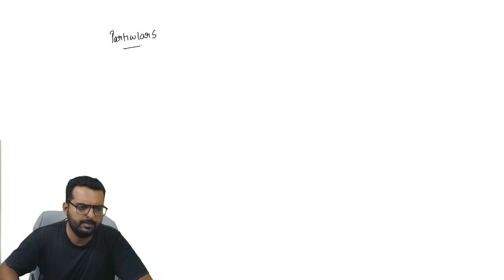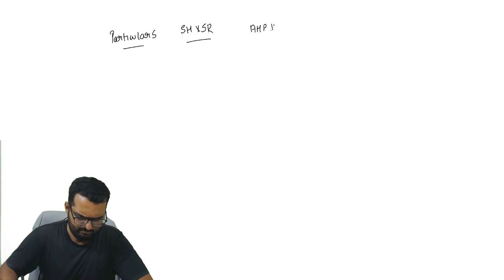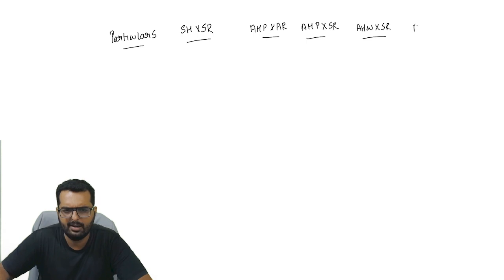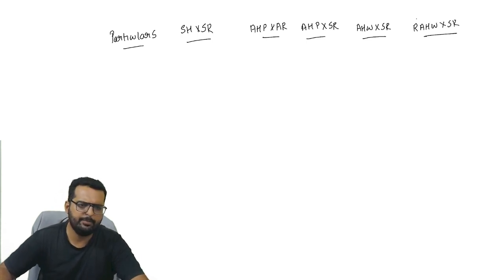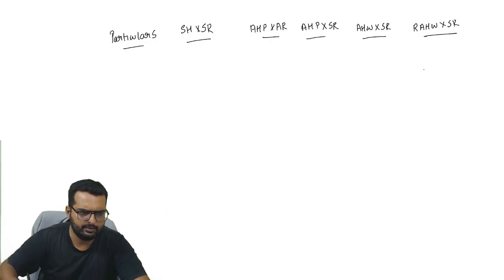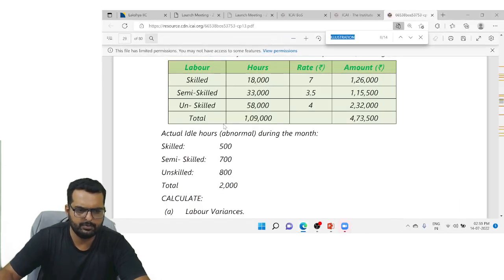Particulars. First, we will write SH into SR, AHP into AR, AHP into SR. Then we will write AHW into SR, RAHW into SR. If you do it this way, we will get everything correctly. So the numbers will be 20, 30, 50. So here it will be 20,000, 30,000, 50,000.